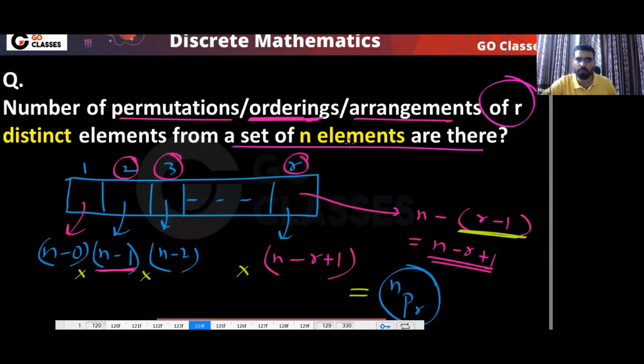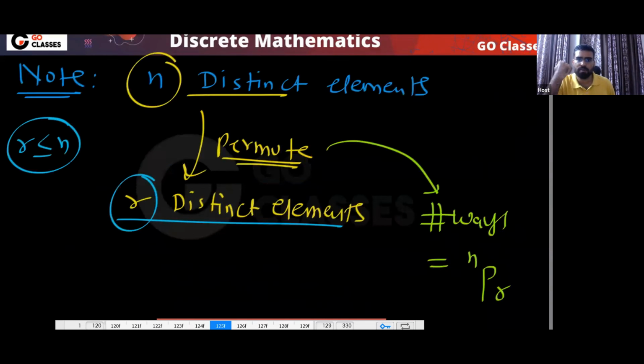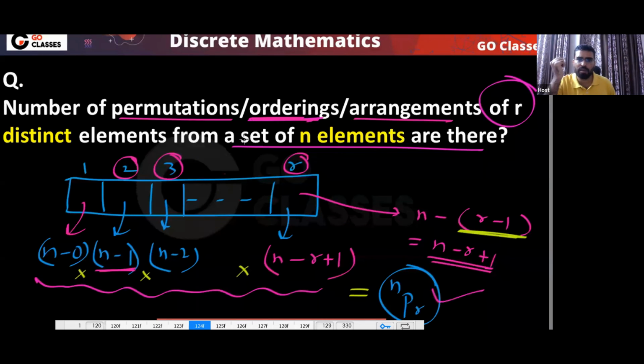The proof is by the product rule. Can you notice this permutation is just a fancy word for product rule? Permutation is nothing but the product rule, or I can say permutation is an application of the product rule. This is the proof that the answer is nPr. Is the proof clear to everyone?